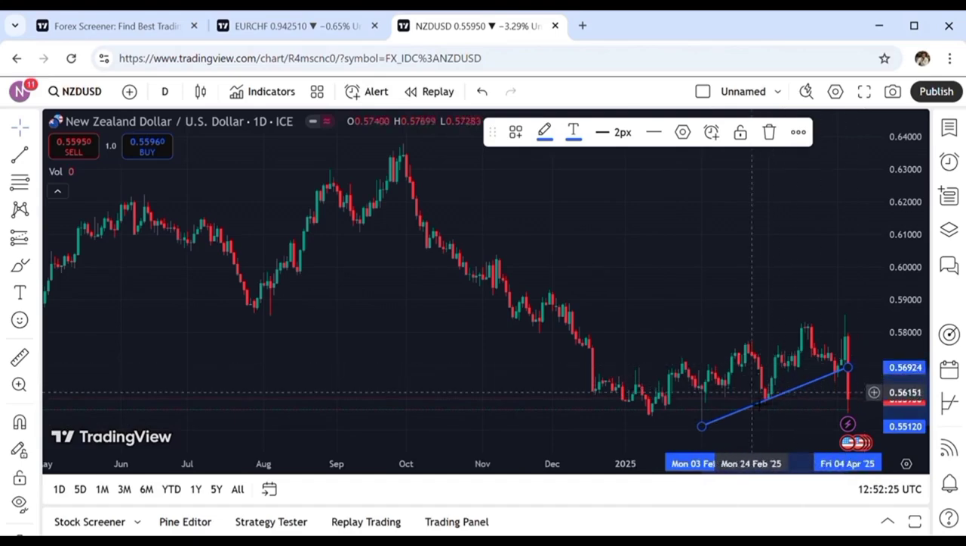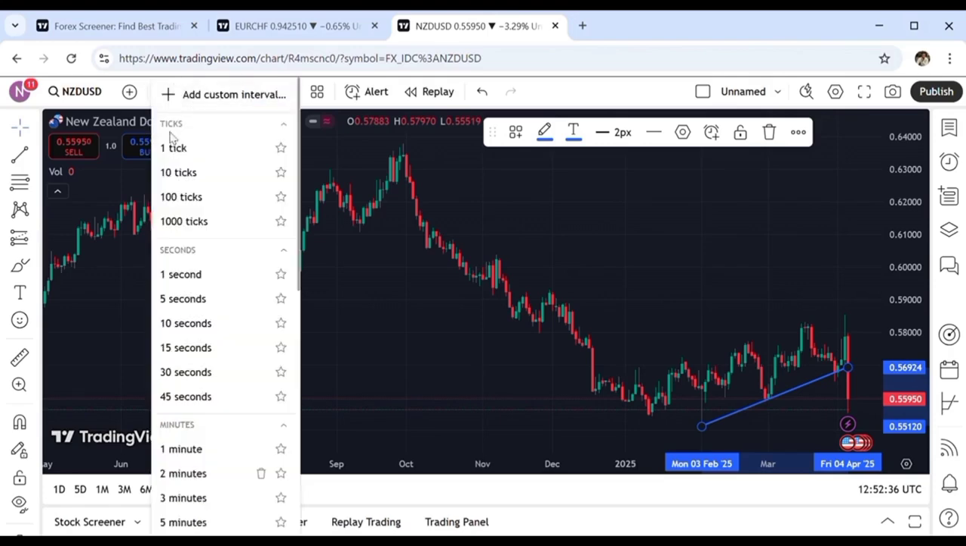So this is support level 1, 2, and 3. When price was coming down here, I was hoping that price will break out on this one, but price did not break out. So let me take you guys to the 4 hours.